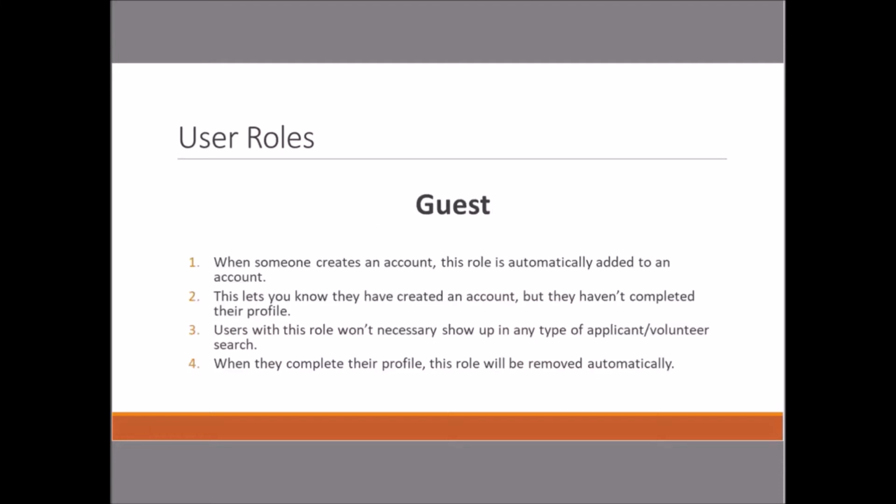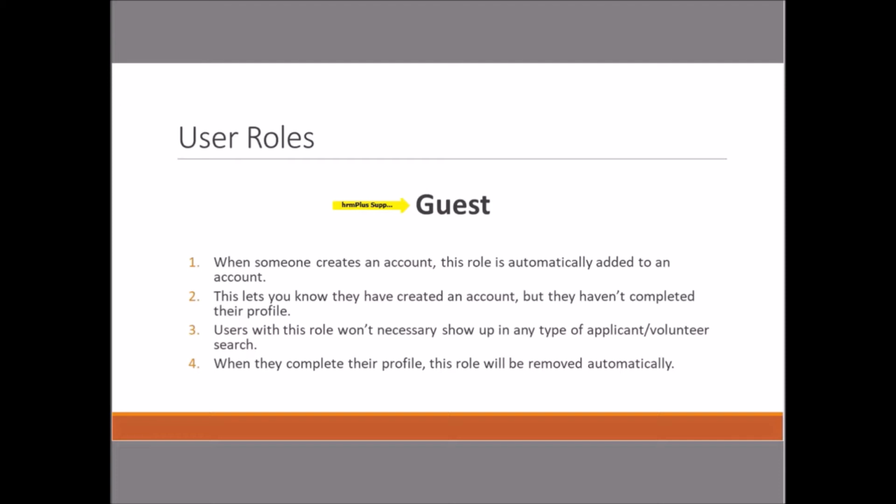Then we move on to the guest role. This one is probably the most confusing for people to get. There are two roles in the system: we have guest, and we have applicant if you're a jobs person or a volunteer portal person. If you're in PD, it's a PD user. Guest is the first role they get when they create their account. It's an automatic role. What it means is they've created an account, but they haven't given us enough information so that we know what kind of applicant or volunteer or PD user they are. So it typically means they didn't complete their profile.